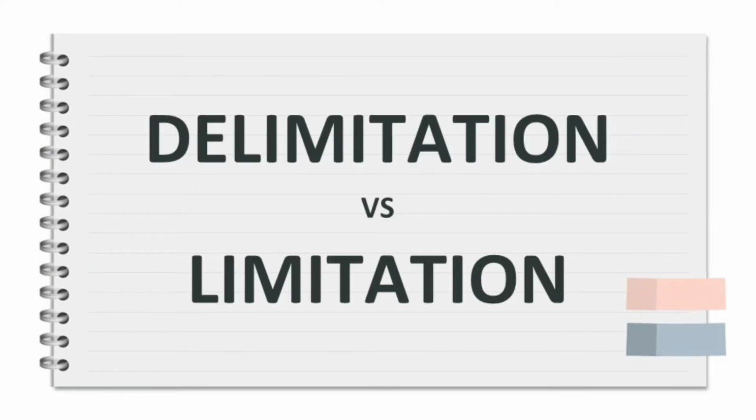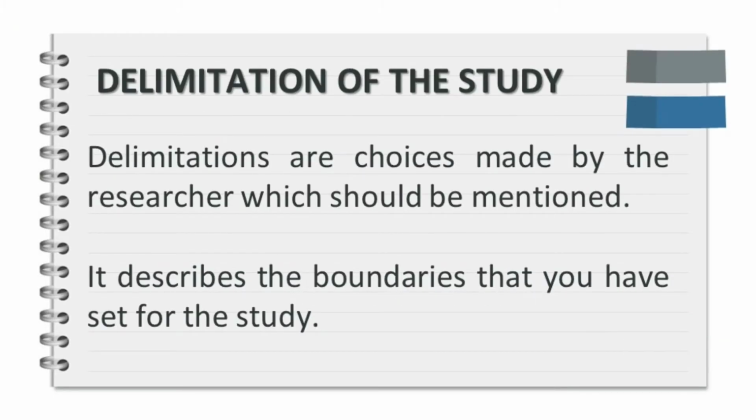Ngayon, pag-usapan naman natin ang differences ng delimitation and limitation because these two words are not interchangeable. Let's start with the delimitations. Delimitations are choices made by the researcher which should be mentioned. It describes the boundaries that you have set for the study. Kung ang scope is about the variables, aspects, and categories that you will include sa study, the delimitation, on the other hand, decides what to exclude in your study.